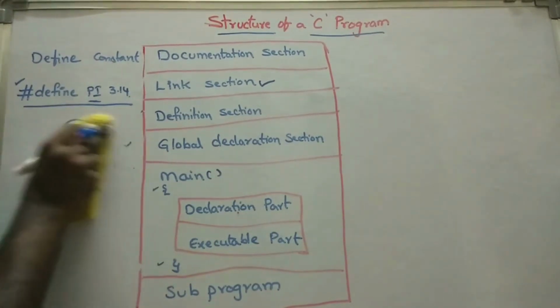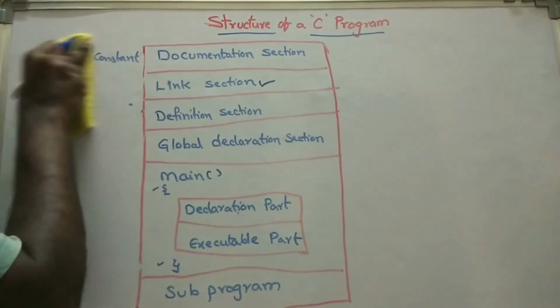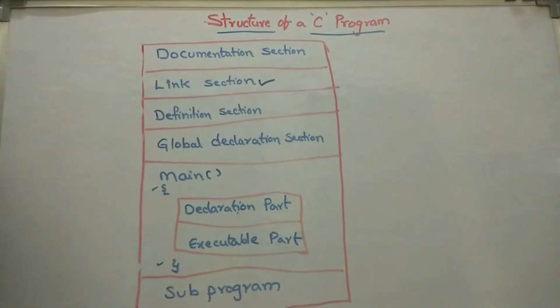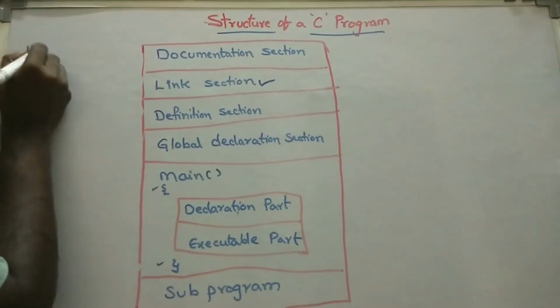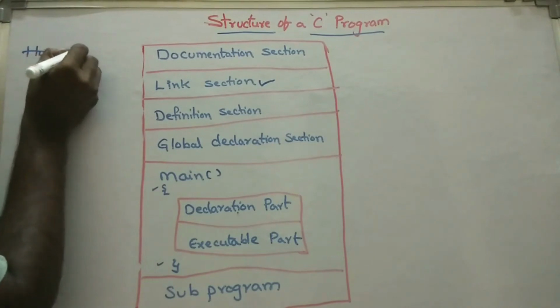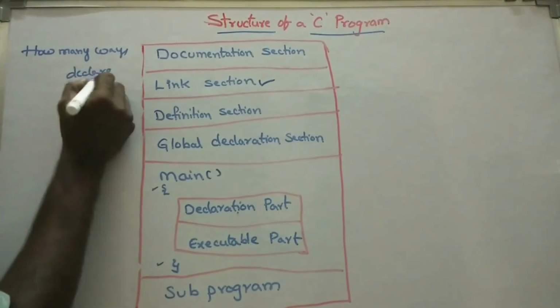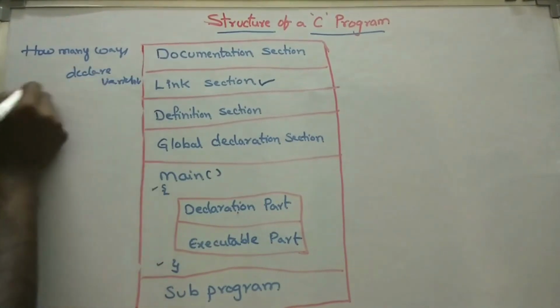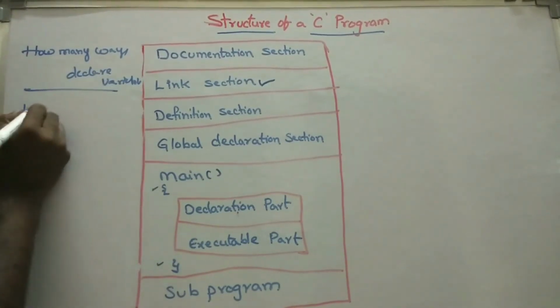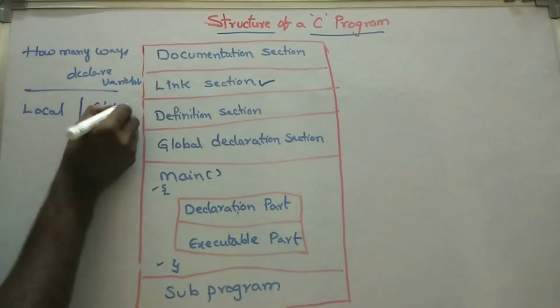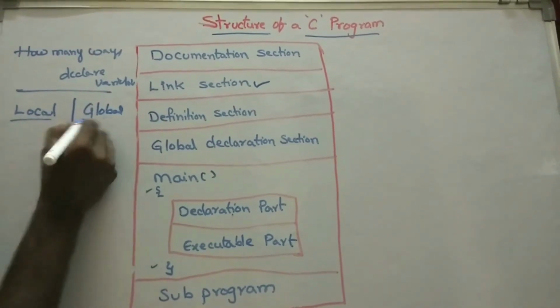And the next one is the global declaration. Right? What is meant by global declaration? Before that, what is meant by declaration, or in how many ways can we declare a variable? I can declare the variable in two ways, either local or global.